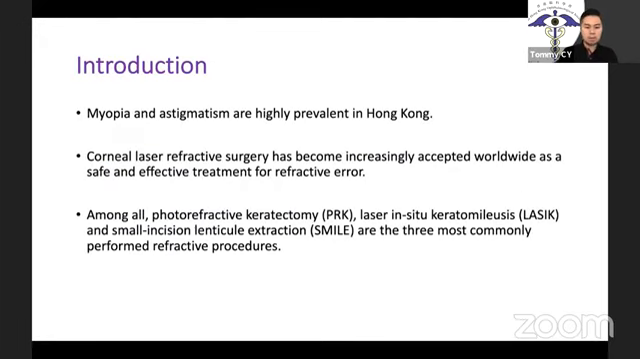As you already heard from our previous speaker, myopia is very prevalent in Hong Kong, but myopic astigmatism is also very prevalent in Hong Kong. Corneal laser refractive surgery has become increasingly accepted worldwide as a safe and effective treatment for refractive error. Among all, PRK, LASIK, and SMILE are the most commonly performed refractive procedures here.